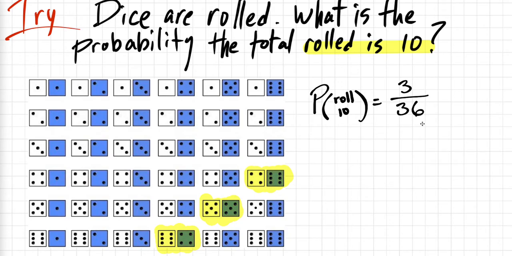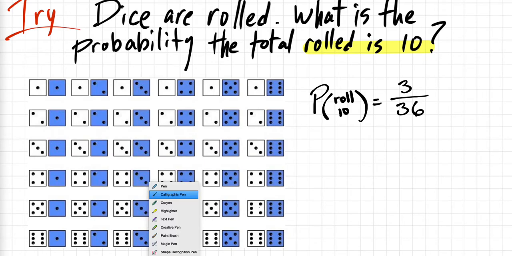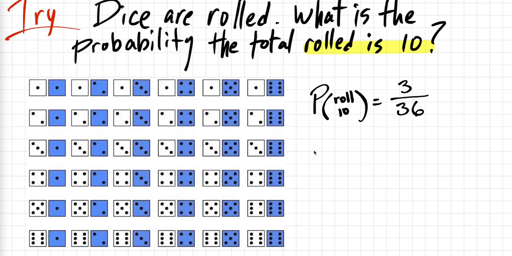Well, what's your probability of rolling a 7, 11, or doubles? Why don't you figure that one out? What's the probability of rolling a 7, 11, or doubles?